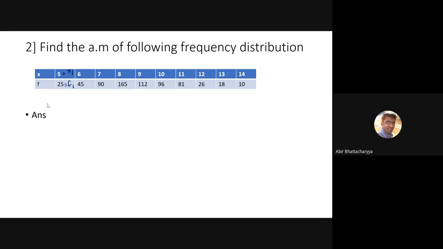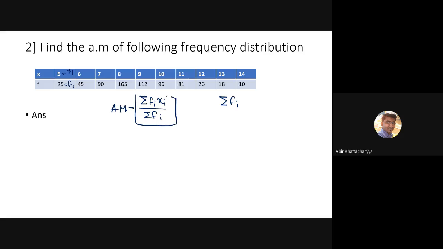Now it is your task to calculate the arithmetic mean for this data set. I will give you 2 or 3 minutes, because it's not a difficult task. So what do you have to calculate? First, tell me what is summation of fi xi, and then what is summation of fi. So summation of fi xi divided by summation of fi is going to be your answer. This is going to be your AM.